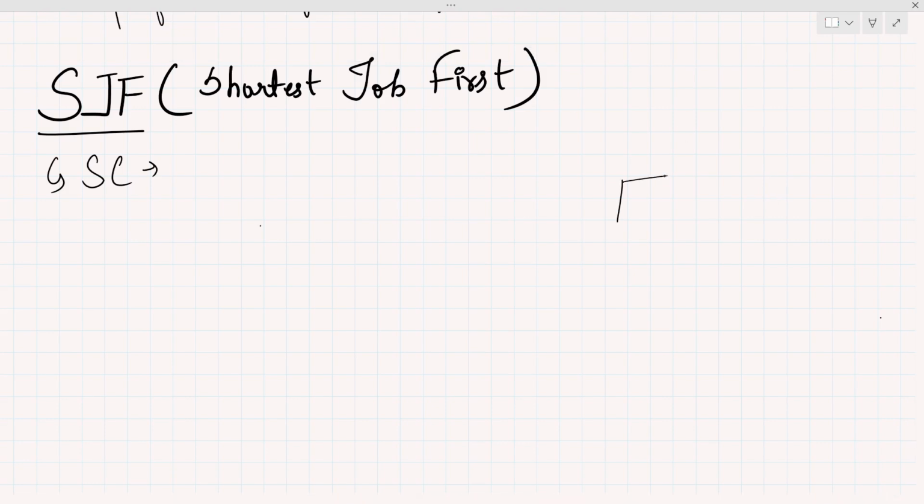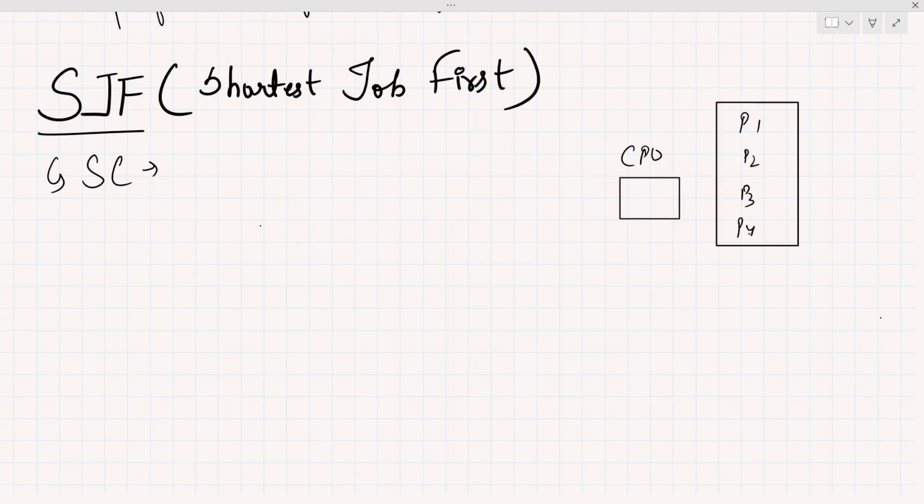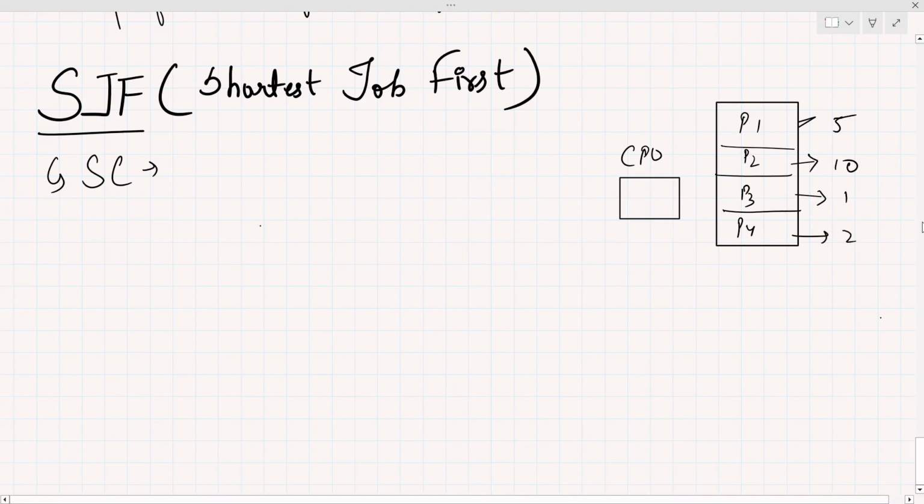So this is the CPU and this is our ready queue. Let's say we have 4 processes, P1, P2, P3 and P4. The burst times are 5, 10, 1 and 2. The arrival times are 0 0 0 0, which means all the processes are available to get the CPU. Whichever process has the smallest burst time will get the CPU first. This is the scheduling criteria of shortest job first.